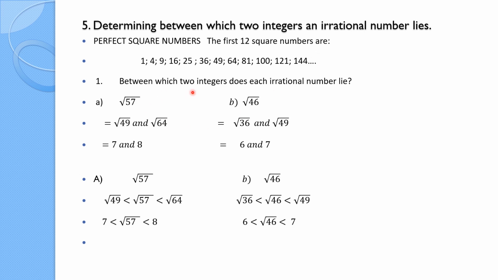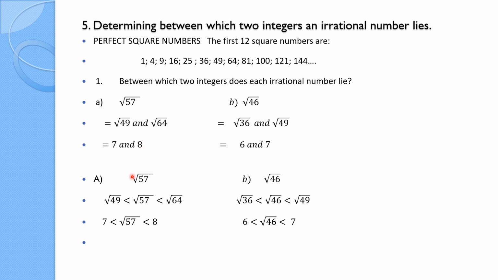So now ask, between which two integers does an irrational number lie? Remember, this number is irrational because it's not a perfect square, right? So square root 57, the number 57 would fall between the number 49 and 64. Right, 57 would slot in between there. So square root 57 lies between square root 49 and square root 64. And square root 49 is 7. Square root 64 is 8. So that answer falls between 7 and 8.